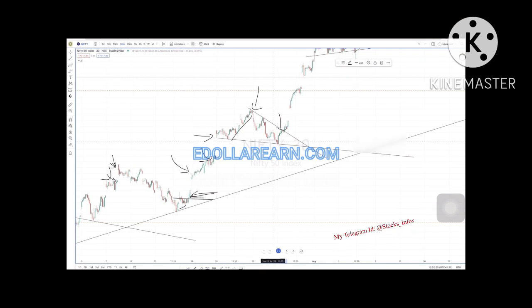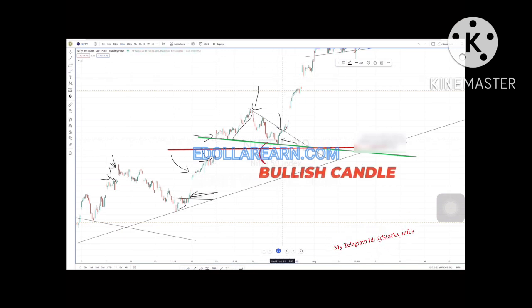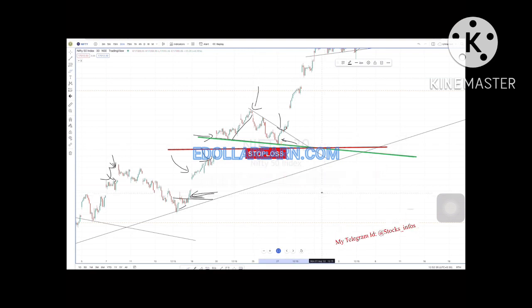Okay, what you could do is, when this trend line is there, no, this trend line, so what you could do, probably in this bullish candle you could buy and put your stop loss here. Go for ITM, 1 or 2 lots. Make sure your stop loss.